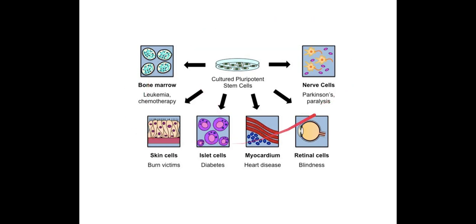Here's a quick diagram that really puts into perspective the power and ability of differentiation of cultured pluripotent stem cells, which can differentiate into a multitude of cell pathways, including bone marrow, which can be used to cure leukemia; nerve cells, which can be used to cure Parkinson's disease and paralysis; retinal cells, which can be used to treat blindness; myocardium, which can be used to treat heart disease; islet cells, which can be used to treat diabetes; and skin cells, which can be used to treat burn victims.